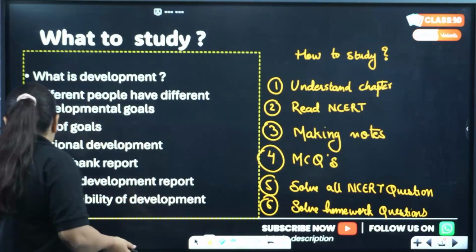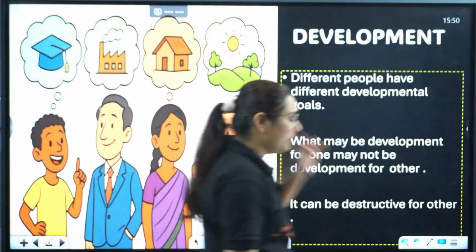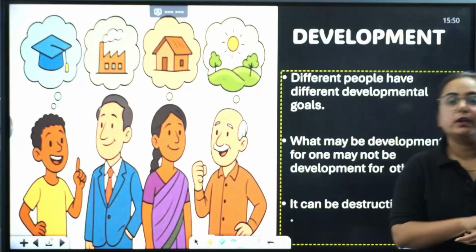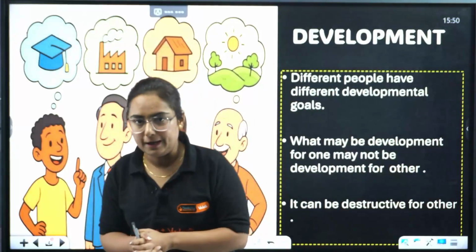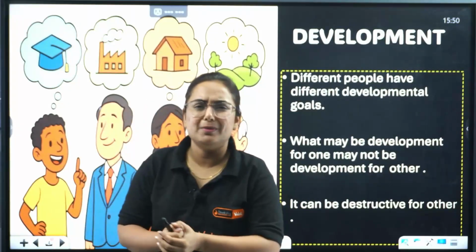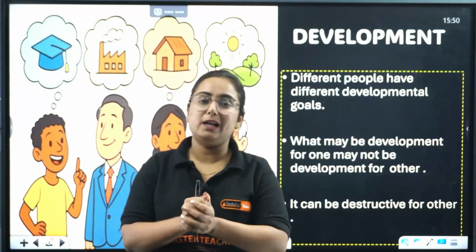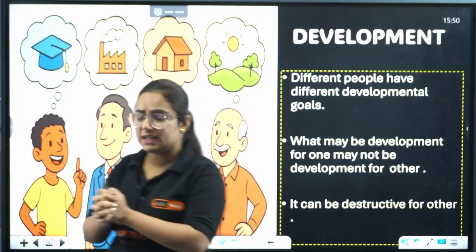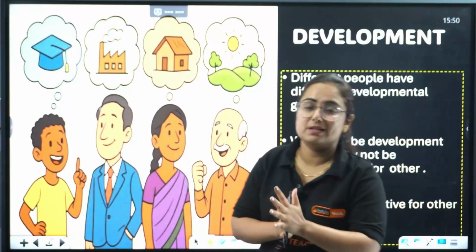We will start the chapter Development. As I told you in the starting, beta, everyone out there around the world is working for growth or working for development. But we are well aware that the growth or development for every person is not the same. Let's have a look at this with the help of an example. When you open the NCERT, you will see on the first page itself, two examples are given.